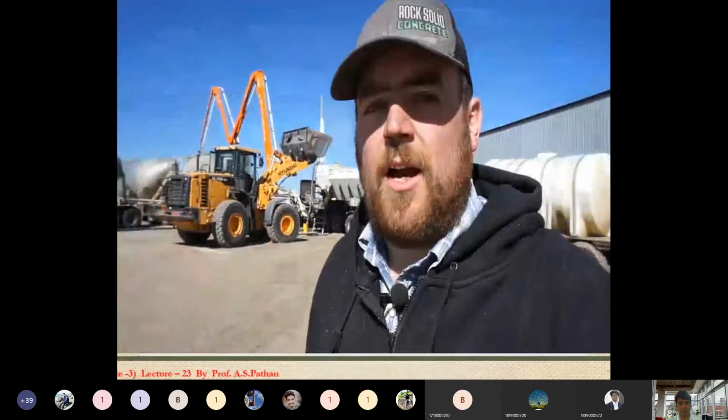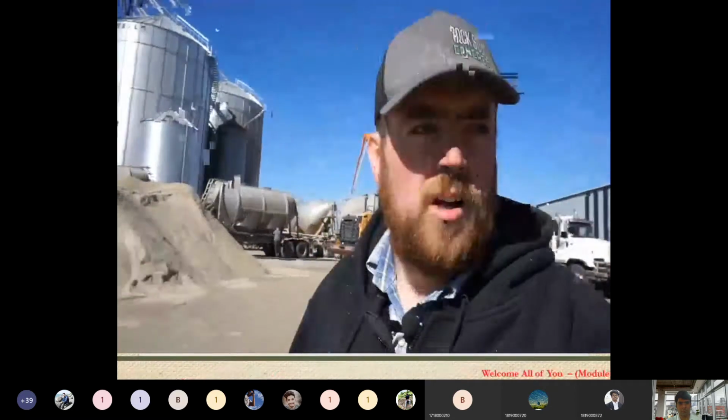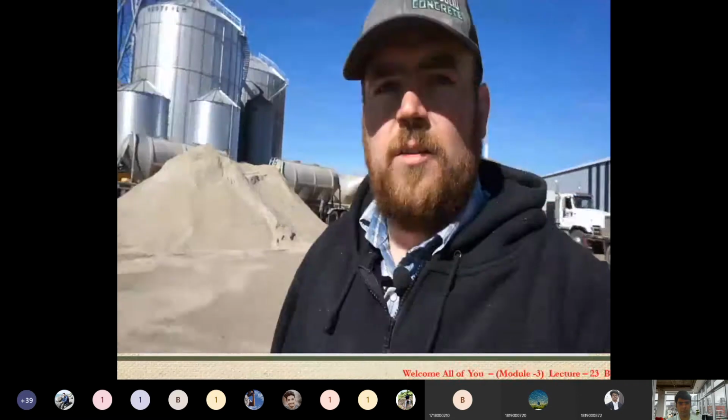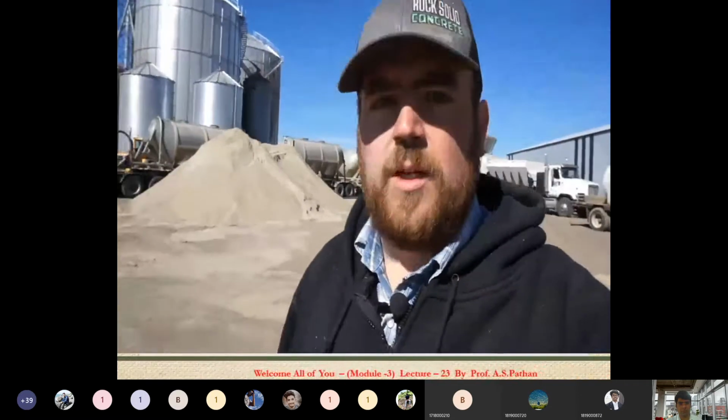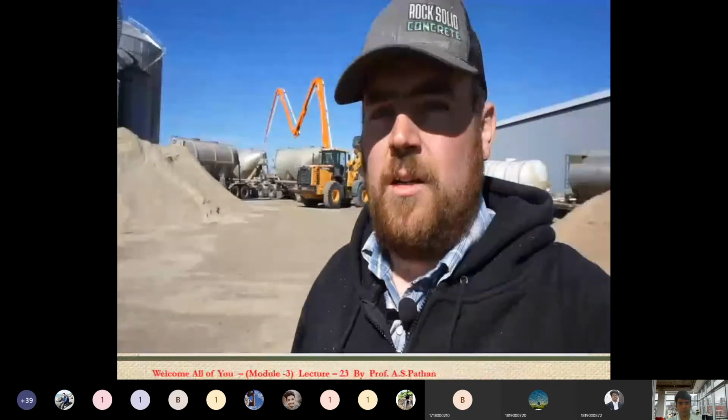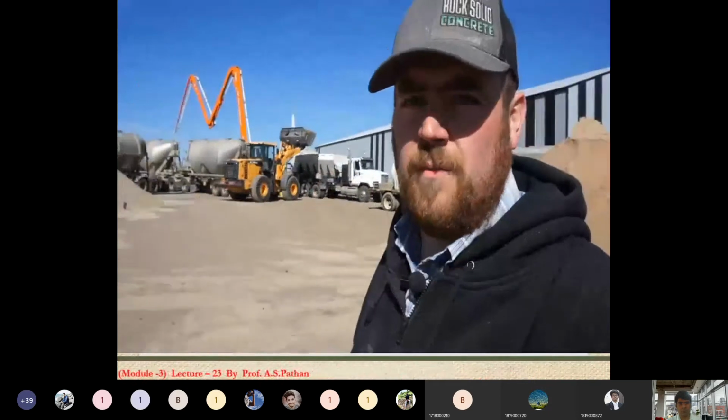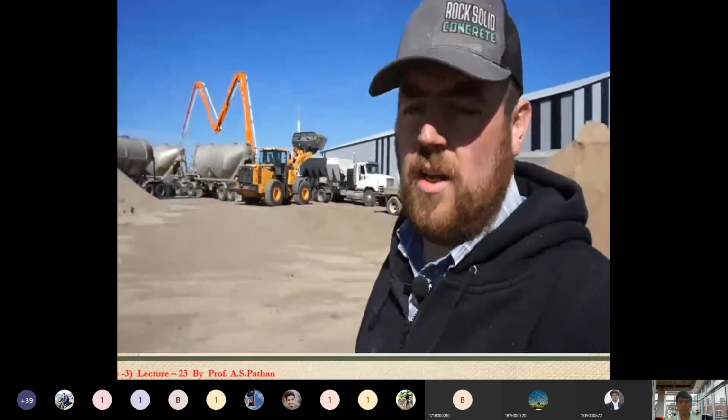So there you have it. This is what we call an on-site pour, where we bring everything on site and use one truck to pour all the concrete. So we can just keep going continuously for as long as it takes.